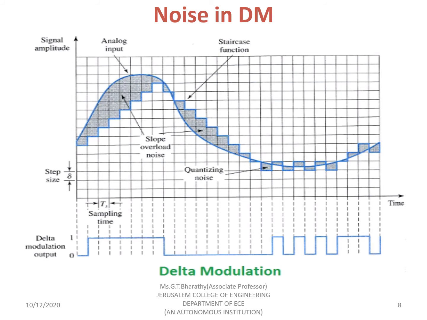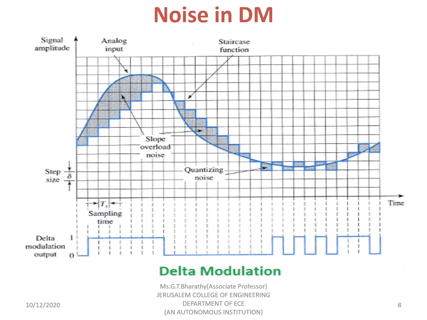Instead of fixing the step size delta, if we increase the step size wherever there is a rapid change in the amplitude, and decrease the step size wherever there is a very slow variation, then we can avoid this error. Such a type of modulation we call adaptive delta modulation, where the step size is going to adapt itself depending upon the amplitude of the input signal.